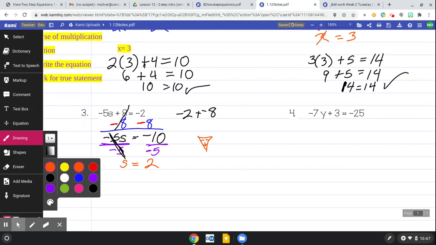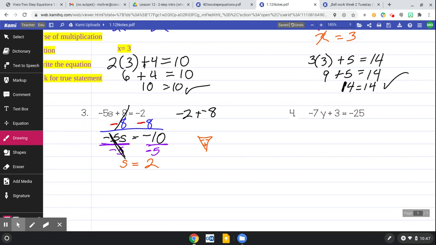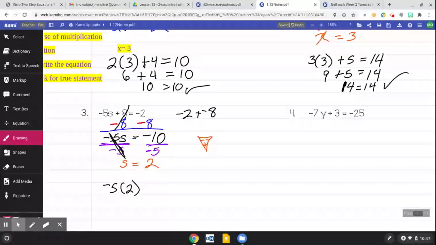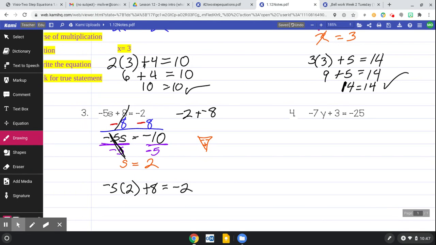Rewrite your equation. But this time, instead of an S, we're putting a 2. Okay, so negative 5 times 2 plus 8 should equal a negative 2. All right, negative 5 times 2. If you borrowed $5 twice, you owe $10.